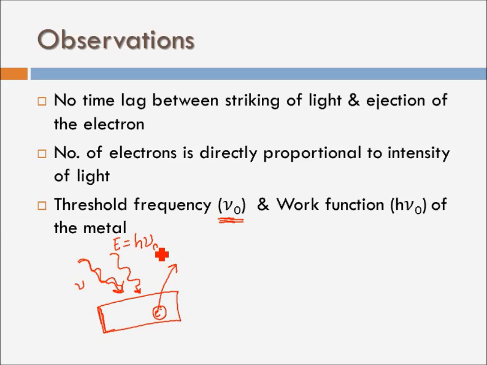will get ejected instantaneously. This minimum frequency required of the incident light is called the threshold frequency. You can define it as the minimum frequency of the incident light which can eject the electron out of a particular metallic body. And this minimum energy h into nu naught is also called the work function of that metal. Remember this term: the work function of the metal is the minimum energy of the incident light required to eject an electron out of it.